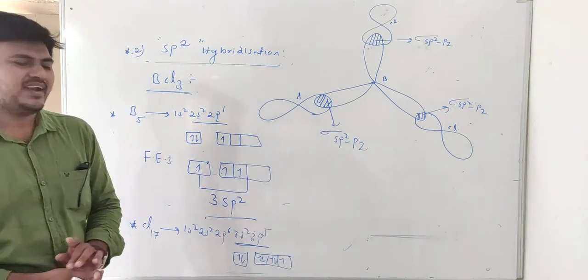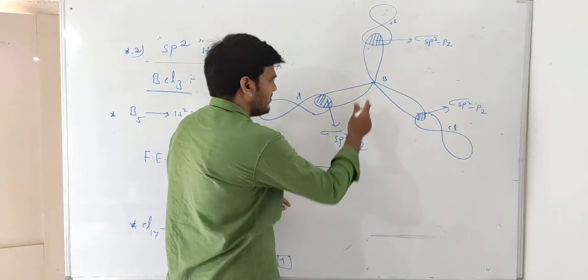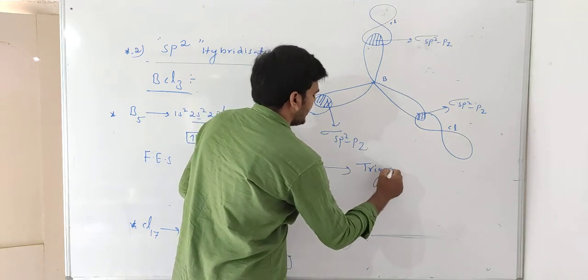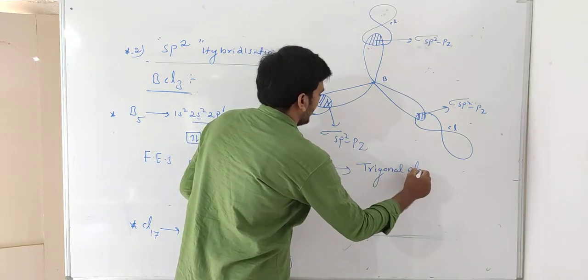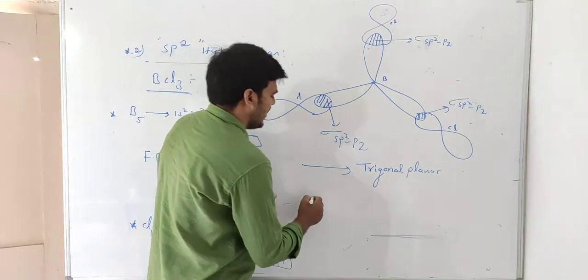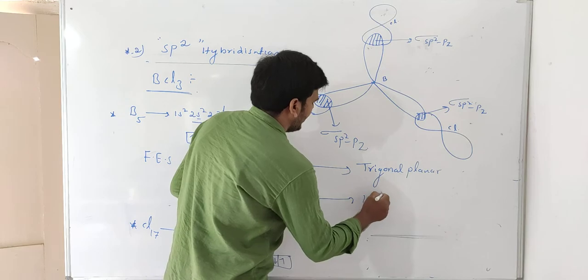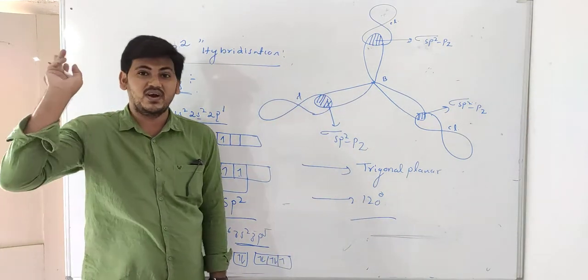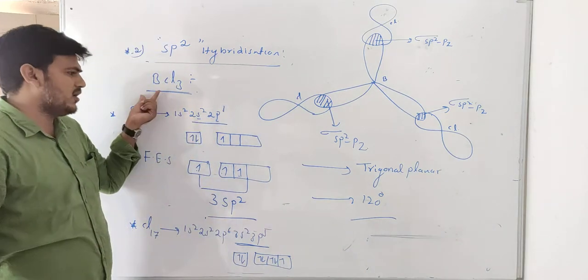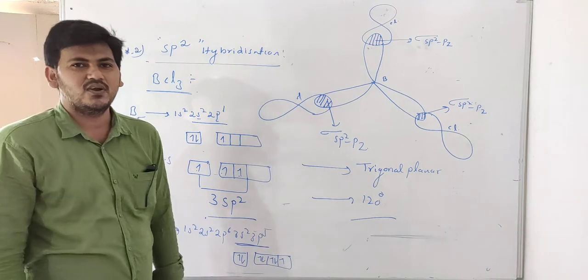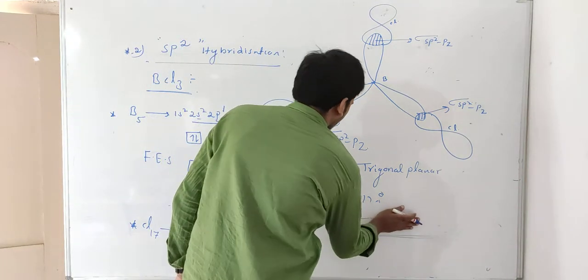And the shape of the molecule is trigonal planar, and the bond angle is 120 degrees. In beryllium chloride, the shape of the molecule is linear and the bond angle is 180 degrees. In boron trichloride, the shape of the molecule is trigonal planar and the bond angle is 120 degrees. And now the final structure of BCl3.